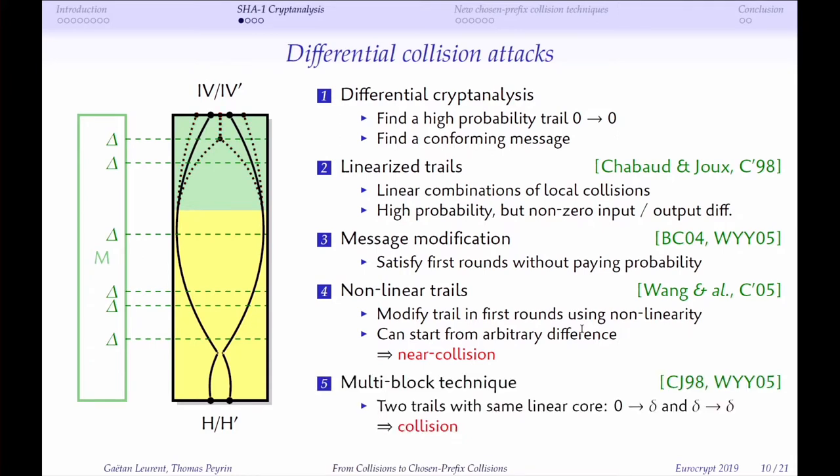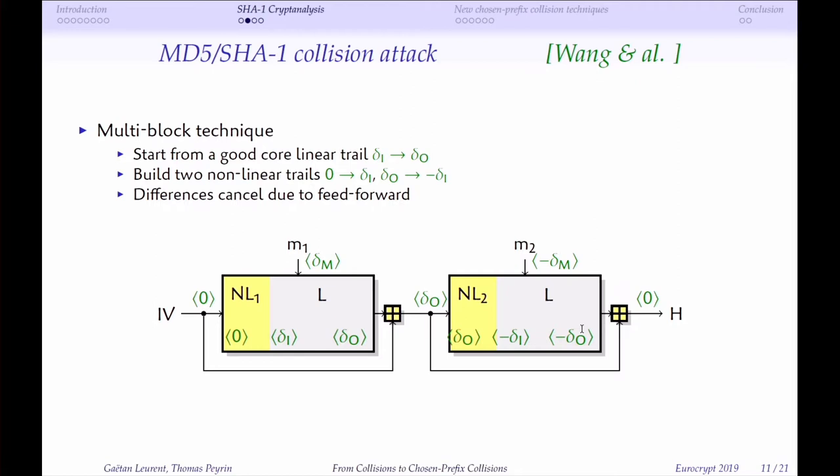And finally, the last trick is a multi-block technique where you're going to use two blocks using the same kind of trails, and then the output difference will cancel because of a feed-forward. So it actually looks like this. You start from a good linearized trail here, from delta I to delta O. You repeat it two times, one the normal trail, the second time you just flip it, so you have a negative sign.